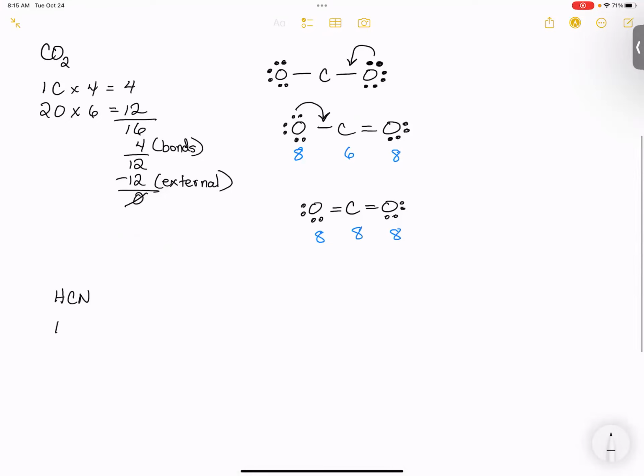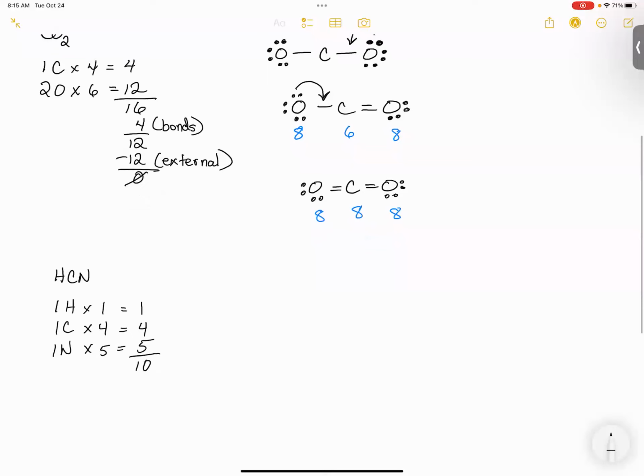This formula has 1 hydrogen, 1 carbon, and 1 nitrogen. Hydrogen is in group 1, the last digit of 1, so it has 1 valence electron. Carbon is in group 14, the last digit is a 4, so it has 4 valence electrons. And nitrogen is in group 15, the last digit of 5, so it has 5 valence electrons. The hydrogen contributes 1, the carbon contributes 4, and the nitrogen contributes 5, for a total of 10 valence electrons to distribute.